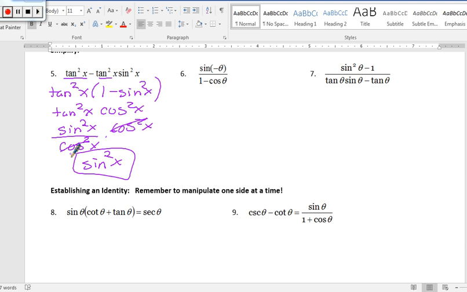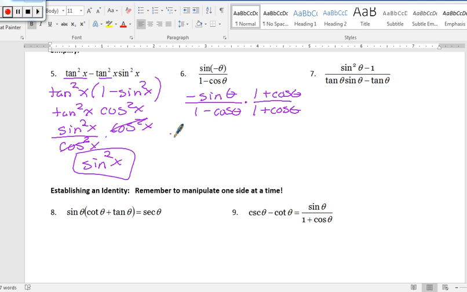Alright, so let's take a look at number 6. First, let's just take care of that negative. So let's pull that out to the outside. And I'm looking at this and I'm kind of stuck. So what I'm going to do is multiply the denominator by a conjugate, and that's going to get me into those Pythagorean identities. So I'm going to multiply both numerator and denominator by the conjugate.